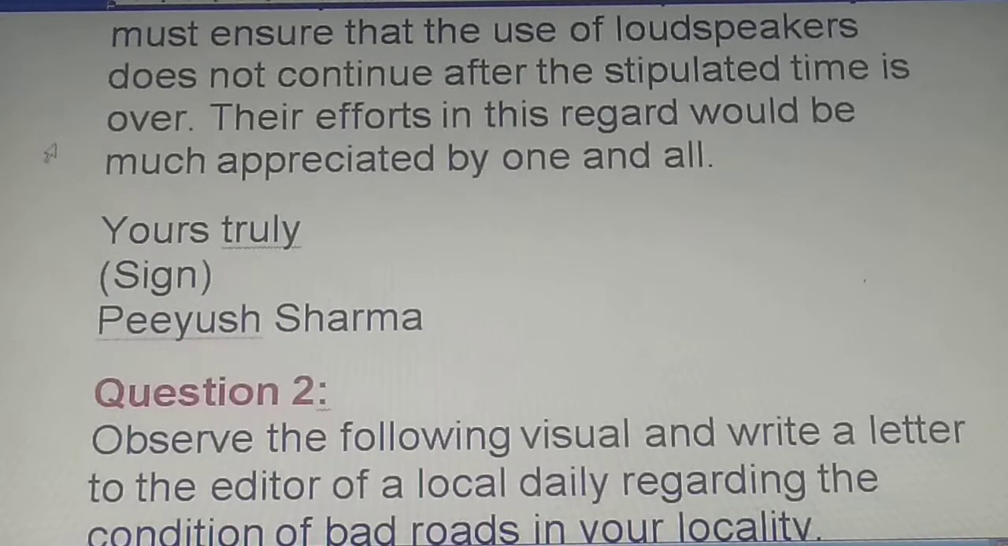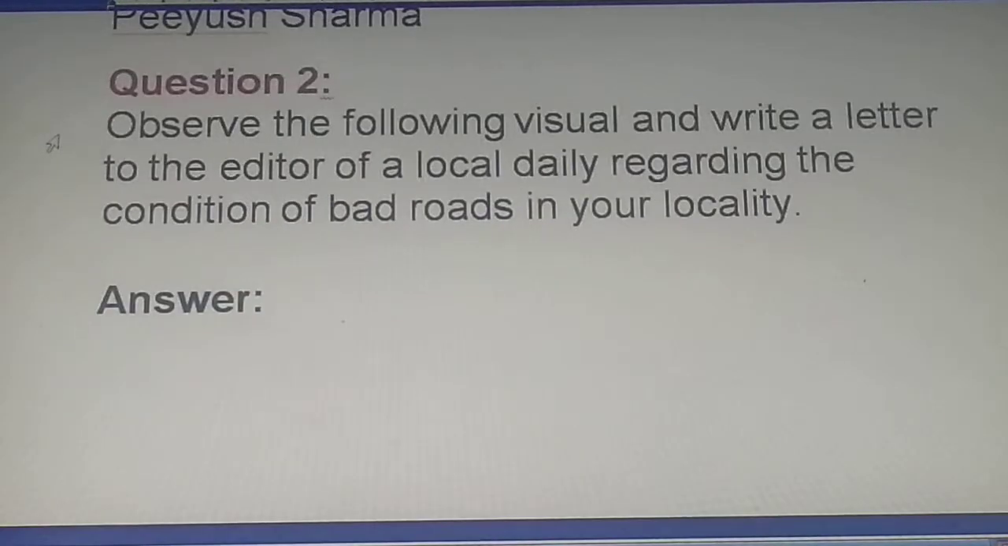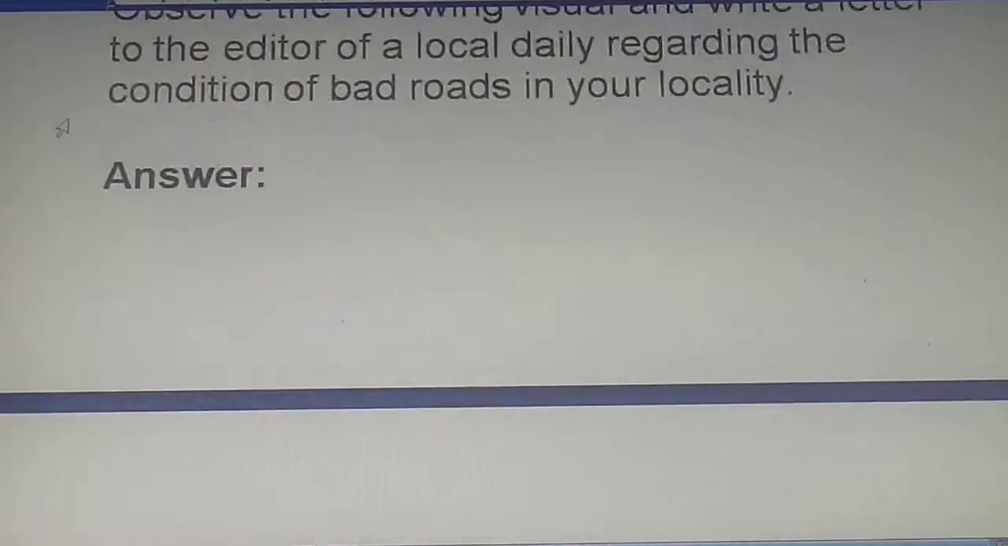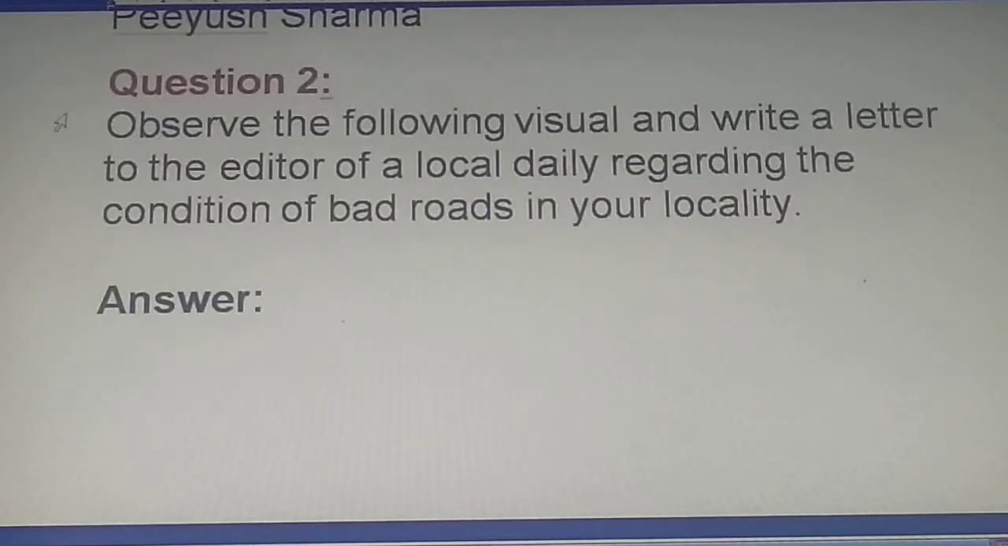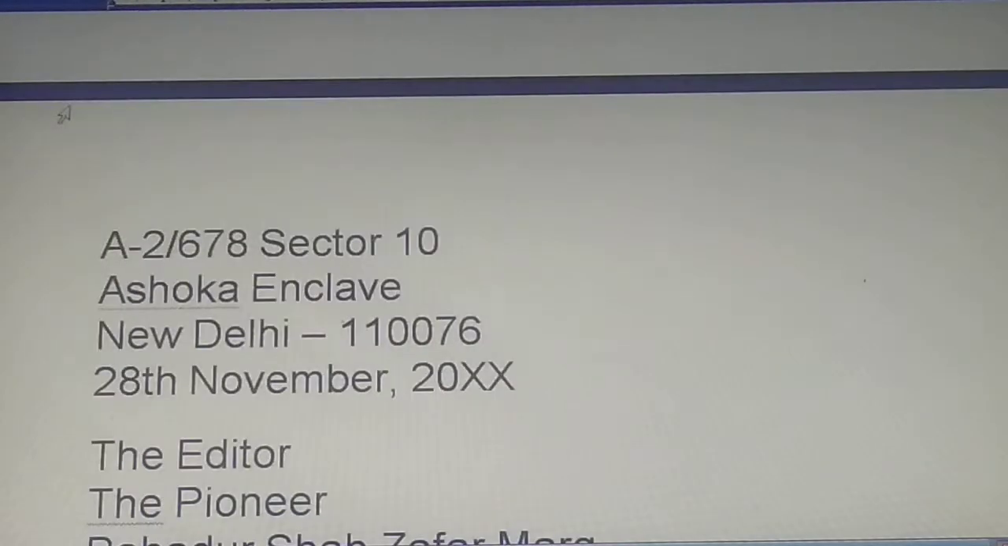One more question I'll show you. Okay. Observe the following visual and write a letter to the editor of a local daily regarding the condition of bad roads in your locality. So here I don't have the visual here for you, but this is the question. You have to write a letter to the editor of a local daily regarding the condition of bad roads. So in your locality, the condition of roads is bad. So you have to write a letter to the editor of local daily, means newspaper. So this is how you write.